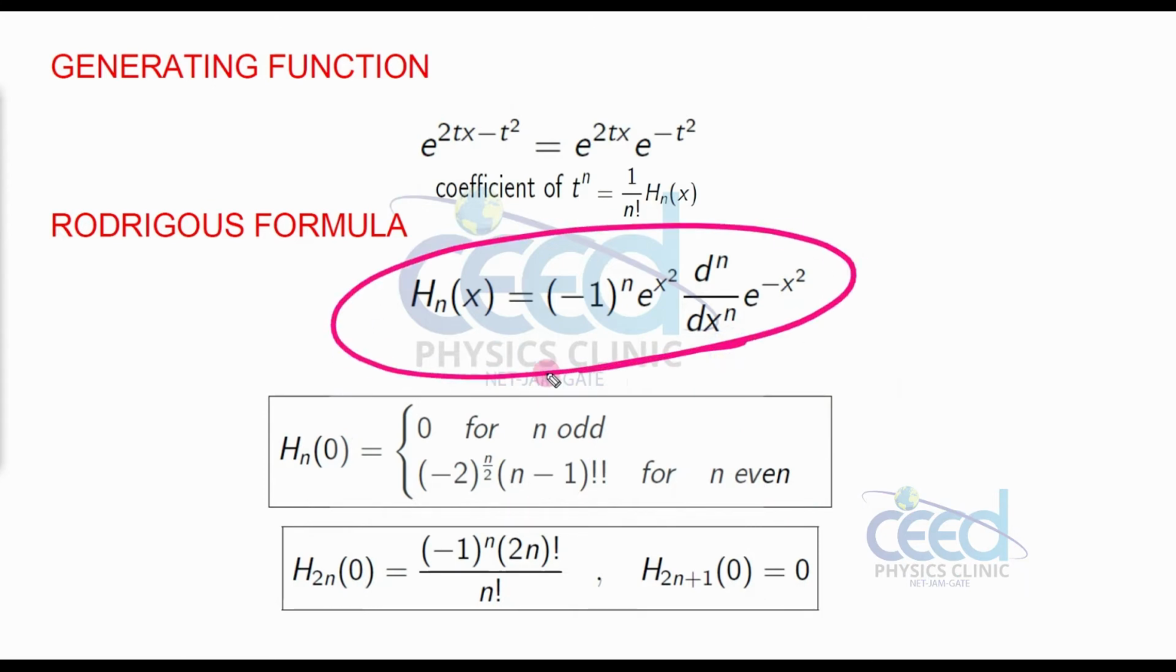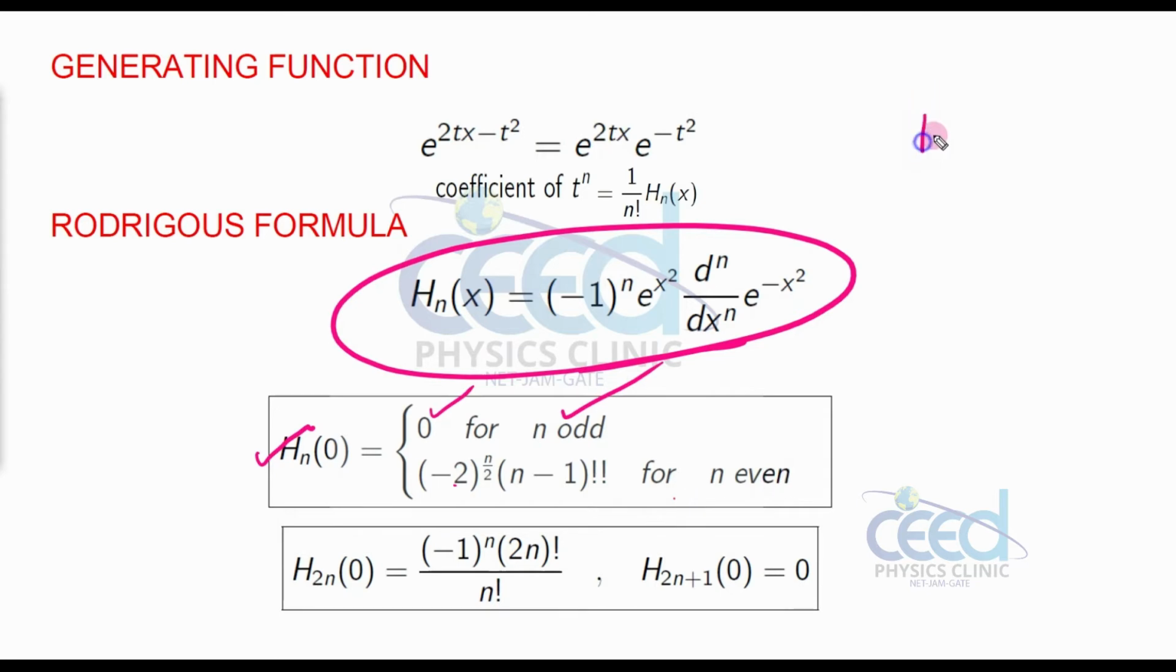Okay, now suppose if you find, I can write from this some general equations. Hn of 0 will be 0 if n is odd, and minus 2 raised to n by 2, n minus 1 double factorial for even. Okay, so let me check.